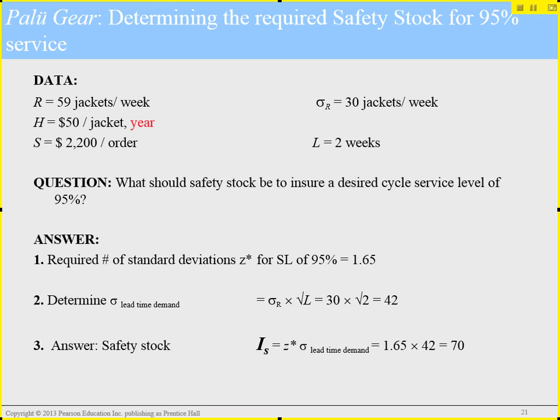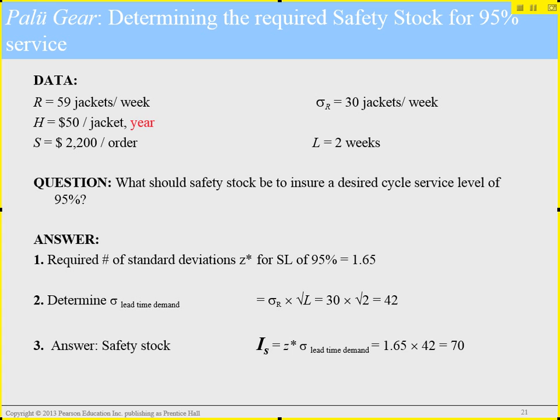So Payload Gear, when we say we want to determine the safety stock for 95%, our throughput is 59 jackets per week. Our holding costs were $50 per jacket per year. Our ordering costs were $2,200. Our standard deviation of throughput was 30 jackets per week, and our lead time is 2 weeks. So, what should safety stock be to ensure a desired cycle service level of 95%?